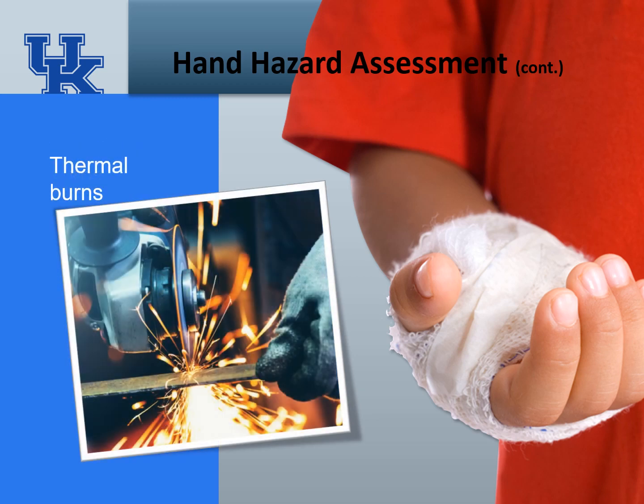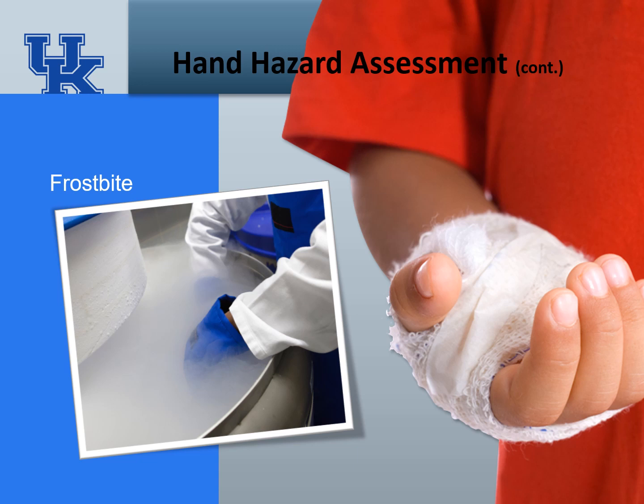Thermal burns, or burns from heat, can result from welding, cutting, and brazing operations. Steam equipment, such as a boiler, may involve extremely hot items, such as pipes and tanks. Industrial ovens for baking, drying, and annealing present obvious thermal burn hazards. And finally, frostbite can result from working outside in frigid conditions or from working with cryogenic materials.